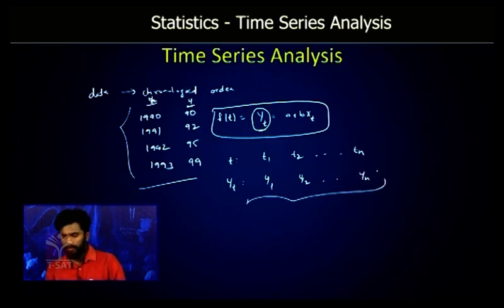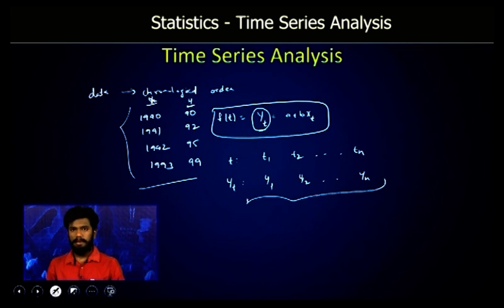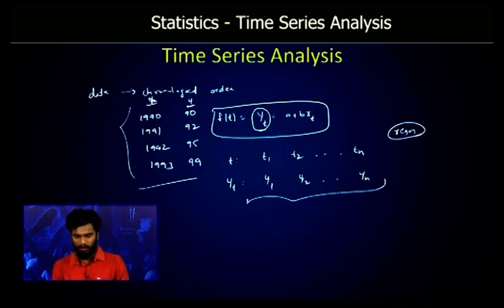Now these y values will not constantly increase or constantly decrease. They will fluctuate. At one point they will increase, at some other point they will decrease. So these are the y values with respect to the time periods t1, t2 and tn. There are many reasons for these fluctuations, and we also call them components.